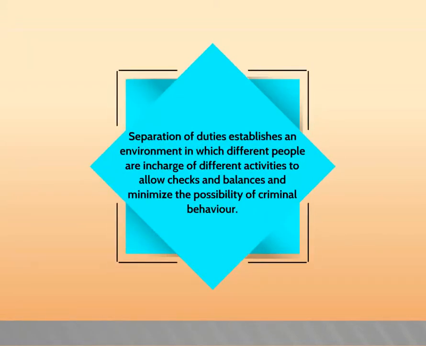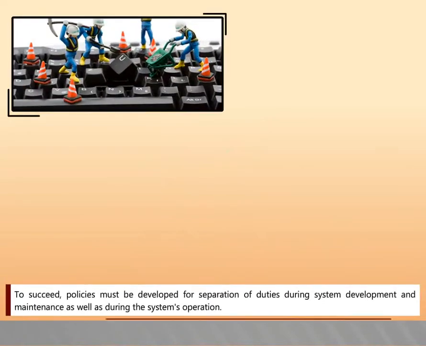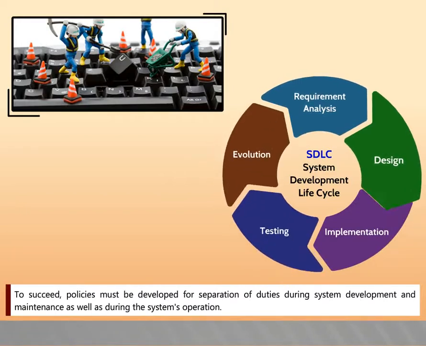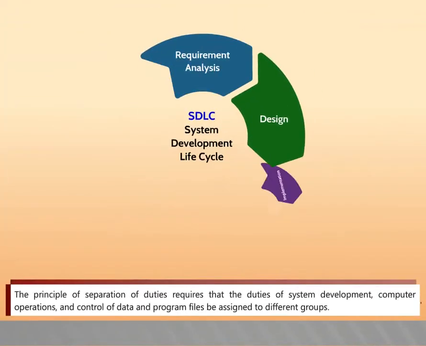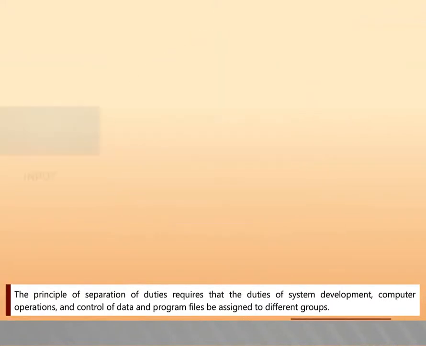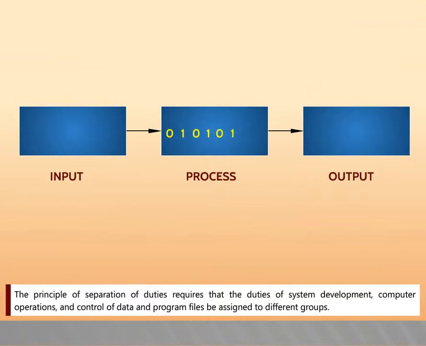Separation of duties establishes an environment in which different people are in charge of different activities to allow checks and balances and minimize the possibility of criminal behavior. To succeed, policies must be developed for separation of duties during system development and maintenance as well as during the system's operation. The principle of separation of duties requires that the duties of system development, computer operations, and control of data and program files be assigned to different groups.